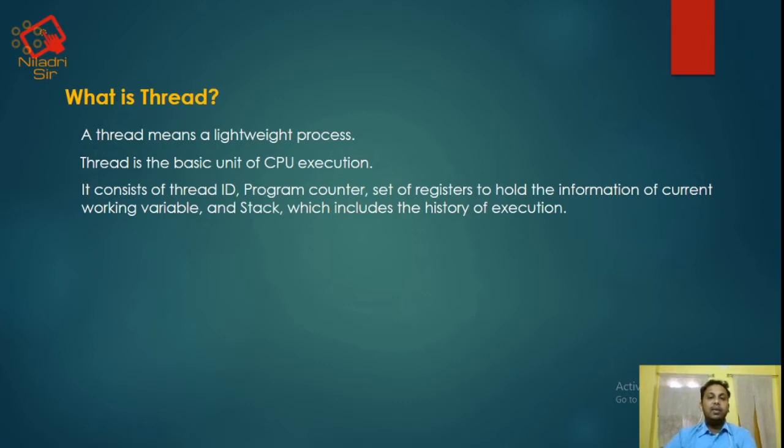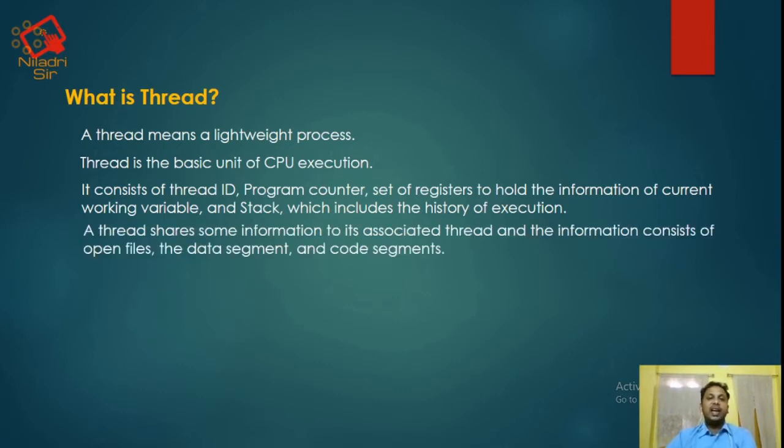Basically, the thread ID is for identifying the thread. Actually, a process consists of many threads. So to identify the thread, we use the thread ID, and the program counter is used to identify which thread will run next. And the set of registers is basically the information of the variables associated with the thread.